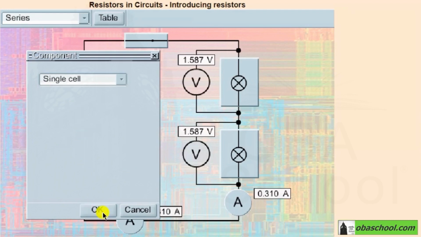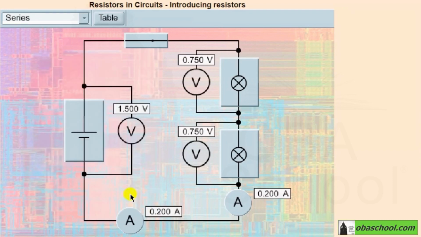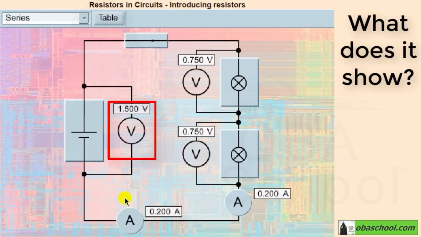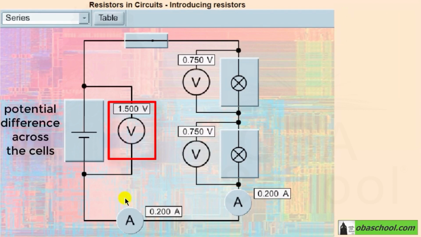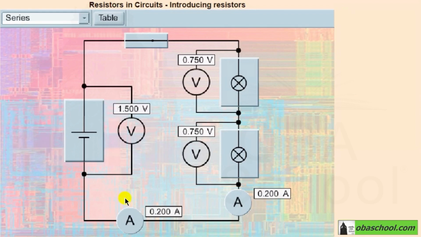Look at the values displayed in the circuit. There's a voltmeter connected across the cell. What does it show? Exactly! It shows the potential difference across the cell, which is 1.5 volts.